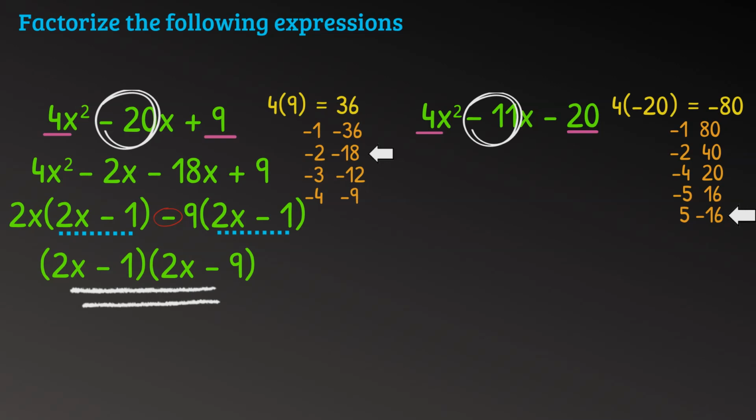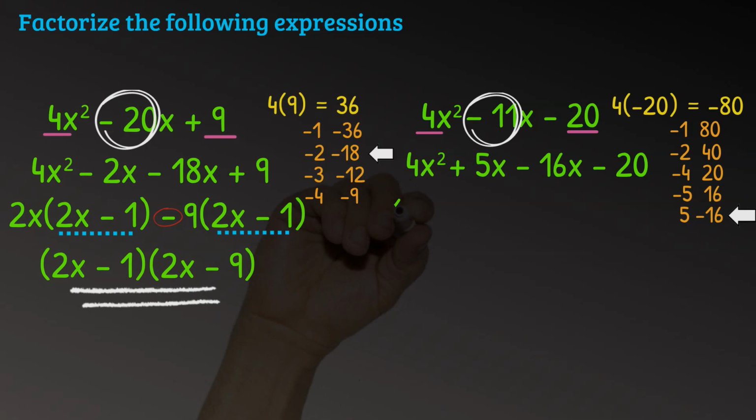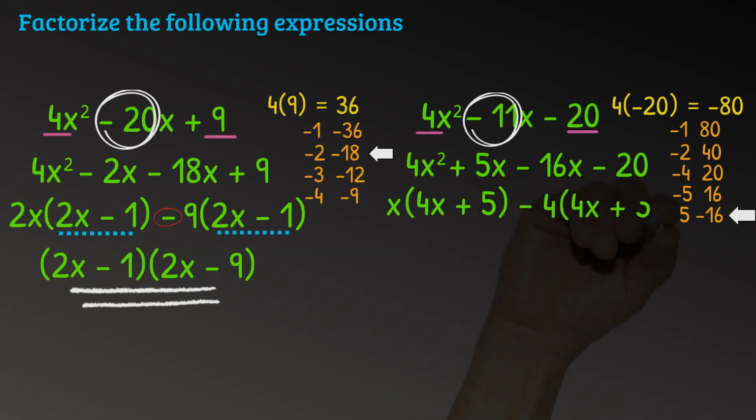So now we can rewrite the expression and replace the minus 11x with plus 5x minus 16x. And then we can find the greatest common factor for the first two terms, which is x. And if we multiply that by 4x plus 5, that would give us 4x squared plus 5x. Then we can find the greatest common factor for the second two terms, which is 4. And if you multiply 4 by 4x plus 5, you do get minus 16x minus 20 because of this minus in front of the bracket.